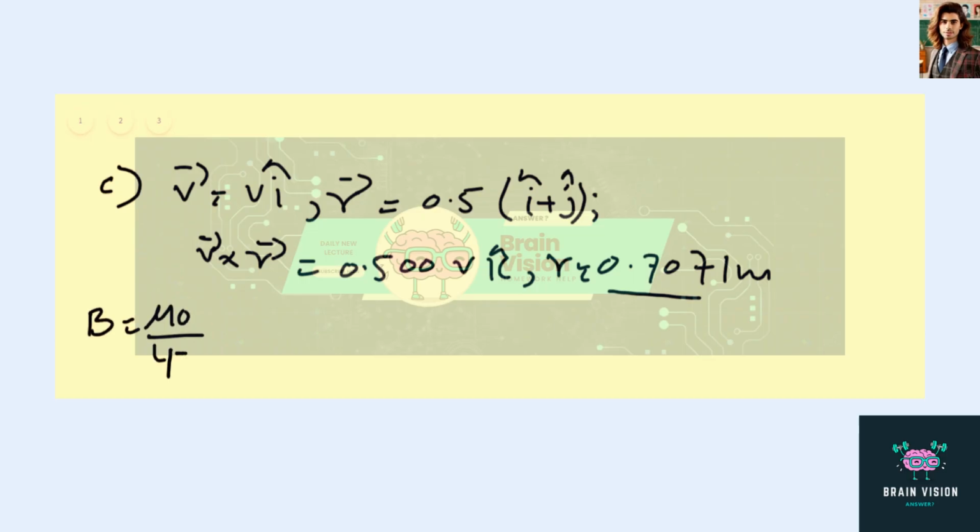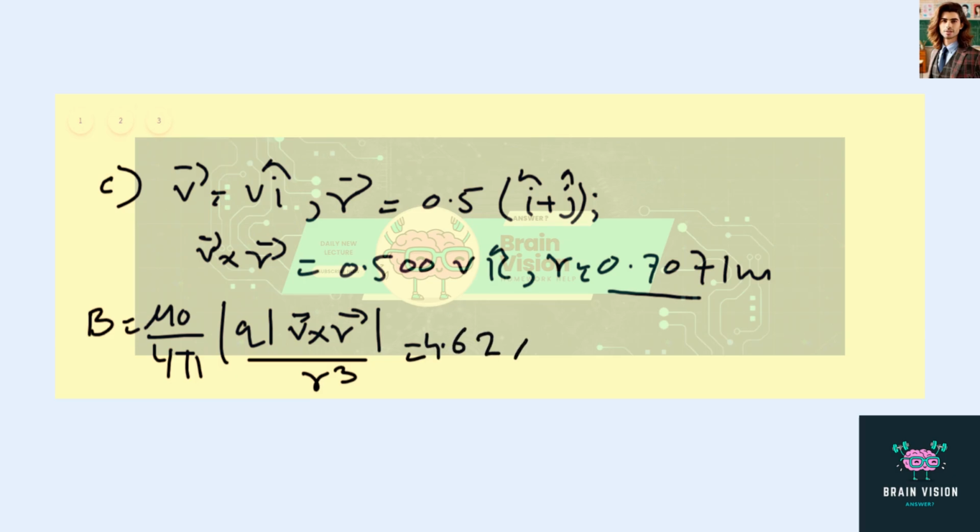μ0 divided by 4π, q times v cross r magnitude, divided by r cubed. Once substituting those values here, we get B to be 4.62 × 10^-7 Tesla, and in vector form B will be equal to -4.62 × 10^-7 Tesla. This is in the k direction.